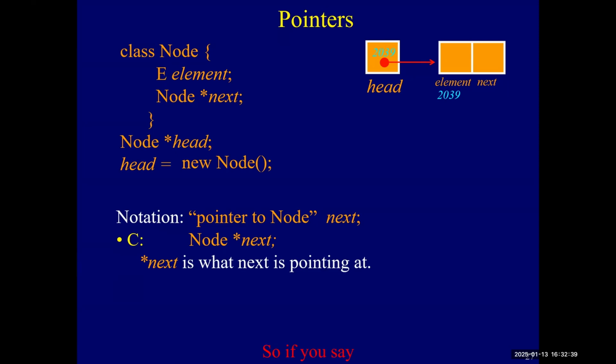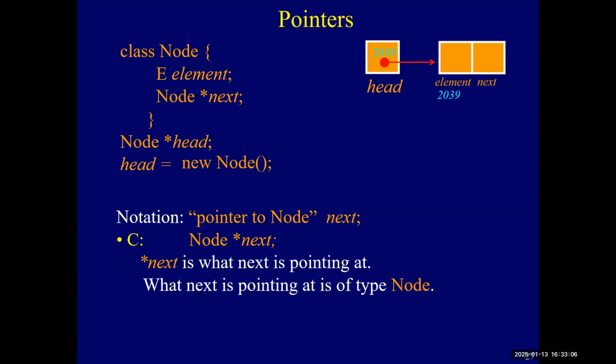So if you say node star head, it's a funny notation for saying head is going to be a new variable, and it's going to be a pointer, and what it's pointing at is going to be a node. So that's basically saying head is of type pointer to node.